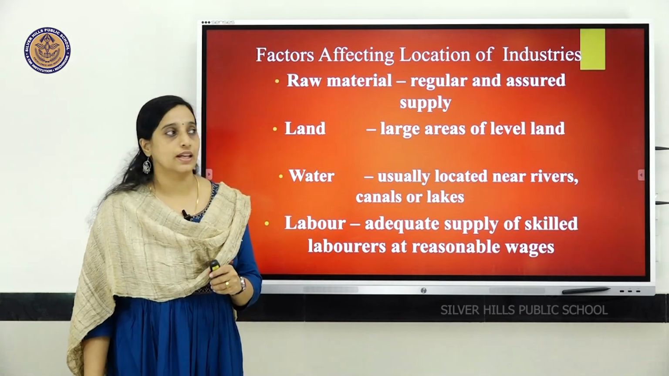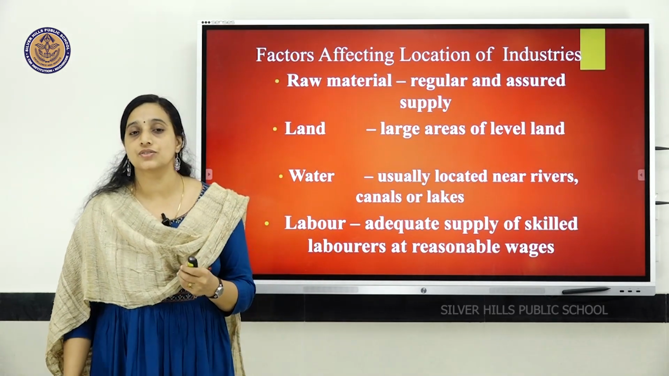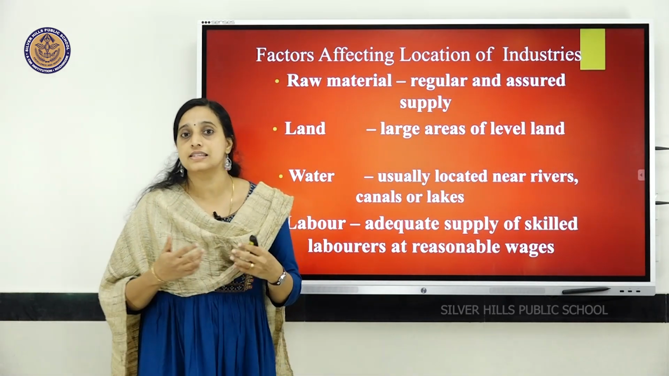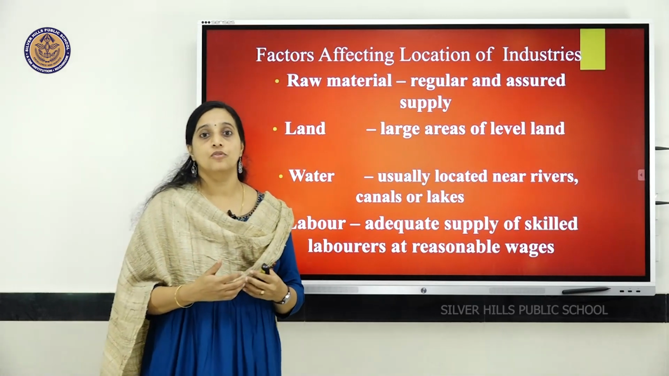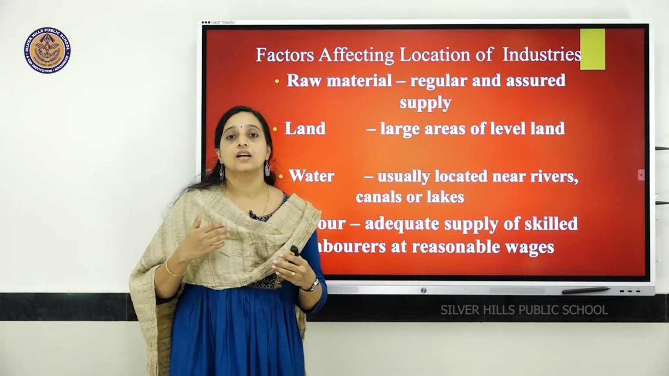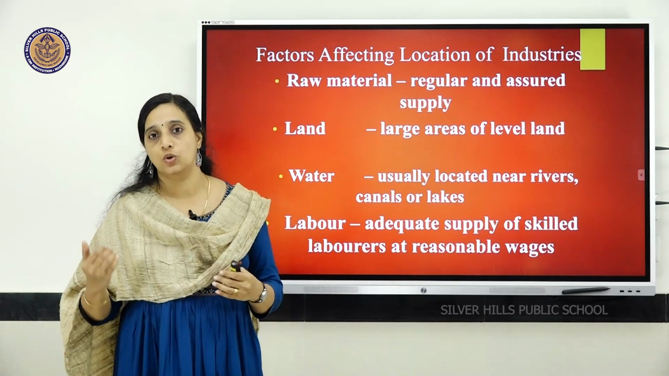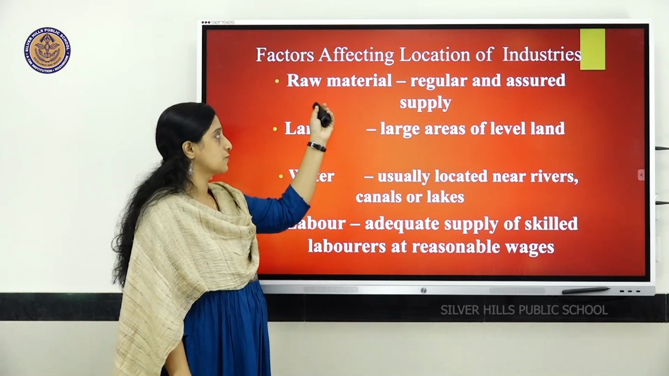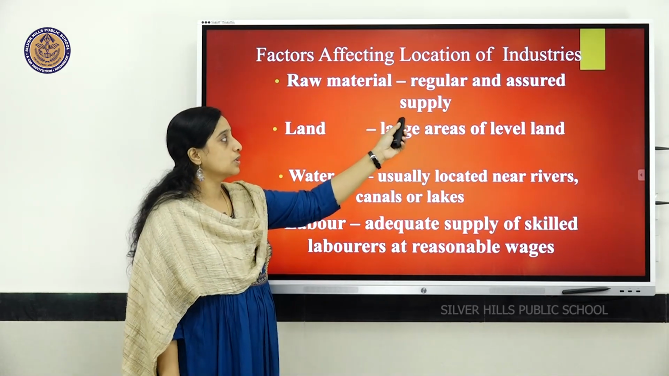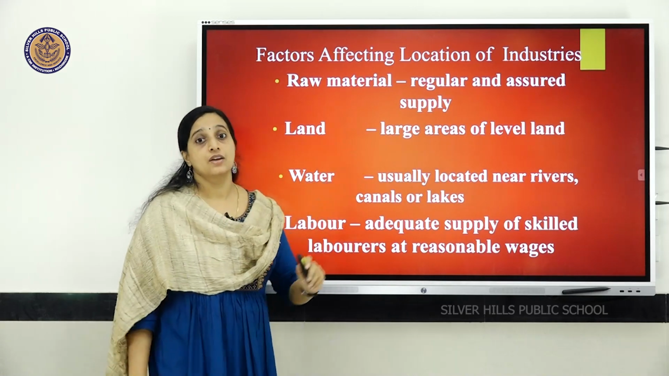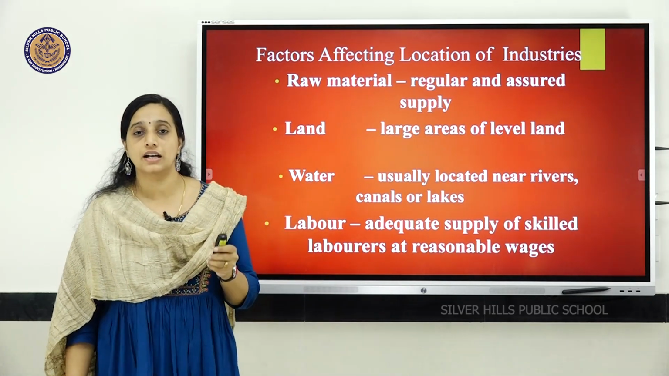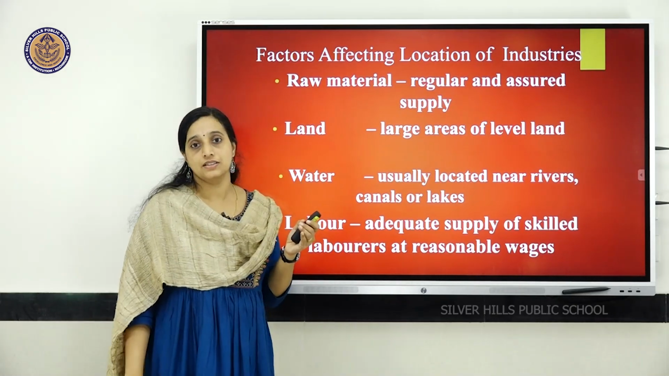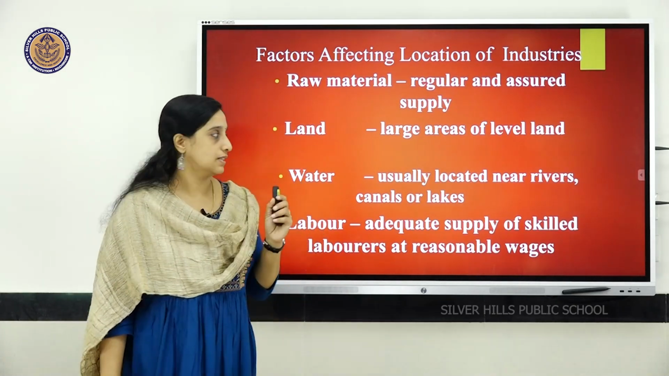Factors affecting the location of industry. The industries will be located in the place where the raw material is easily available, and where we can have an easy transportation of goods at a lower cost. The first factor is raw material. We need a regular and assured supply, because for any industry to work we need the raw material.